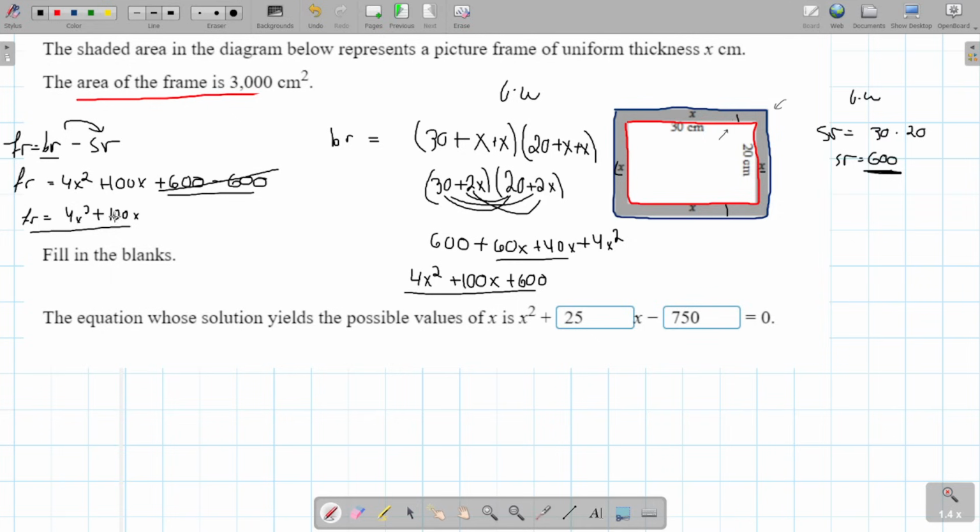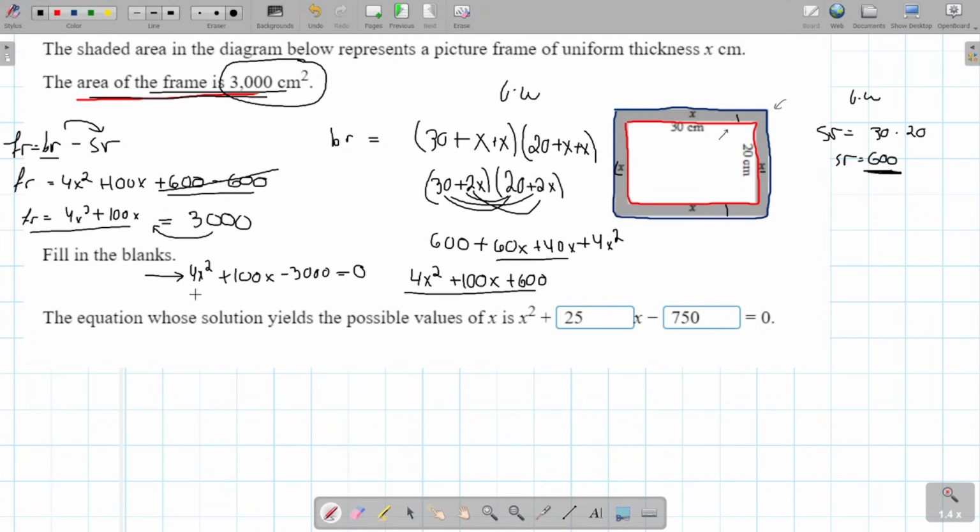4x squared plus 100x. They said the area of the frame is 3000 centimeters squared. So this 4x squared plus 100x should be equal to 3000 centimeters squared, because they said the area of the frame is 3000 centimeters squared. So 4x squared plus 100x equals 3000. So take 3000 to the other side, okay? Because we want it to be a quadratic equation. When you have a quadratic equation, everything should be on the same side. So you get 4x squared plus 100x minus 3000 equals 0.